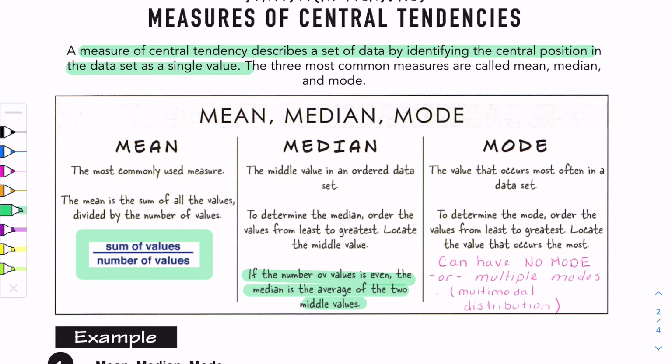And lastly, we're looking at the mode, and the mode is the value that occurs most often in a data set. To determine the mode, order the values from least to greatest and locate the value that occurs the most. You can have no mode, or you can have multiple modes. So don't be confused if you have more than one number.